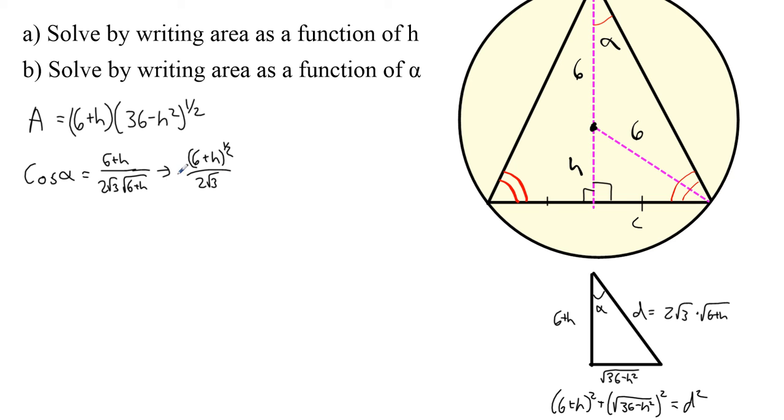And then I can bring that 2 square root of 3 over, and I can say that (6 plus h) to the 1/2 is equal to 2 square root of 3 times the cosine of alpha. And that's just me taking 2 square root of 3 and multiplying both sides by that. All right. And then I put this out front.